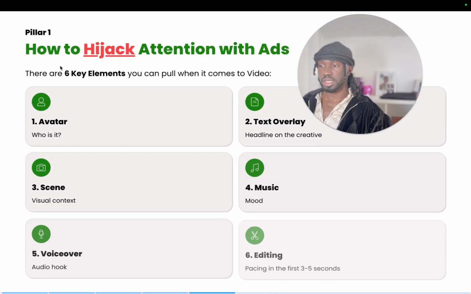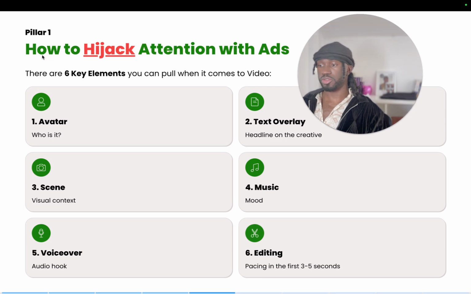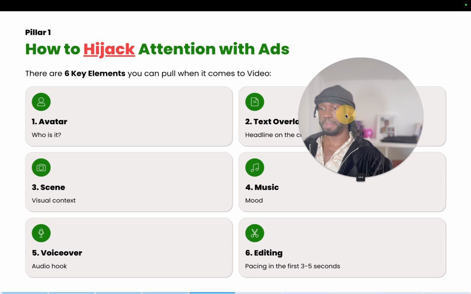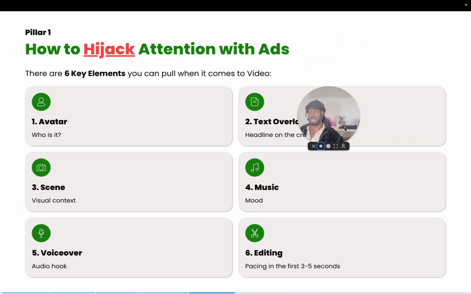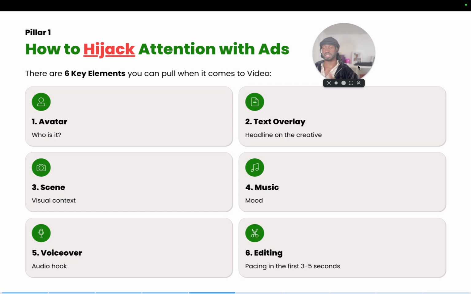Now, pillar 1. We're going to go through how to hijack attention. There are 6 key elements you can pull when it comes to video. The first is the avatar, so who is it actually in your creative? The second is your text overlay, which is like the headline on the creative. The third is the scene, where you're actually shooting it. The fourth is music, which sets the mood. The fifth is the voiceover, which is your audio hook. And the sixth is your editing, especially the first 3 to 4 seconds.